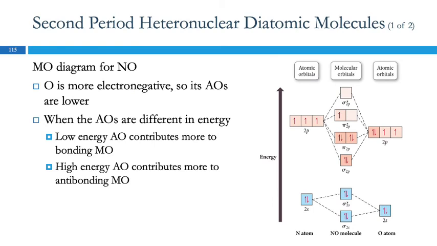So now we're going to look at heteronuclear diatomic molecules. So here we have 2 different elements bonded together. So this is the MO diagram for NO. Oxygen's more electronegative, and so we show its atomic orbitals as being lower in energy than the nitrogen. But again, we've got s orbitals combining to form 2 sigmas, and we've got p orbitals, and we're making 2 sigmas and 4 pi's to our bonding, to our anti-bonding. So these contribute a little bit differently.